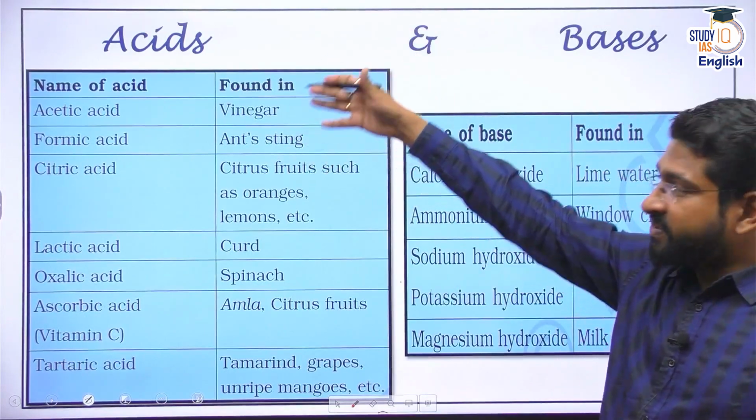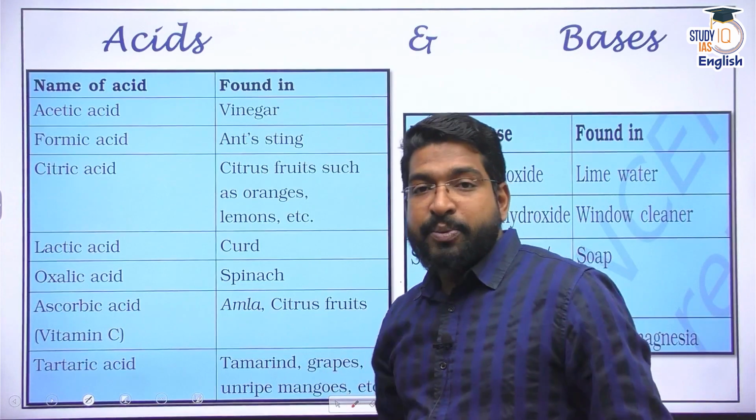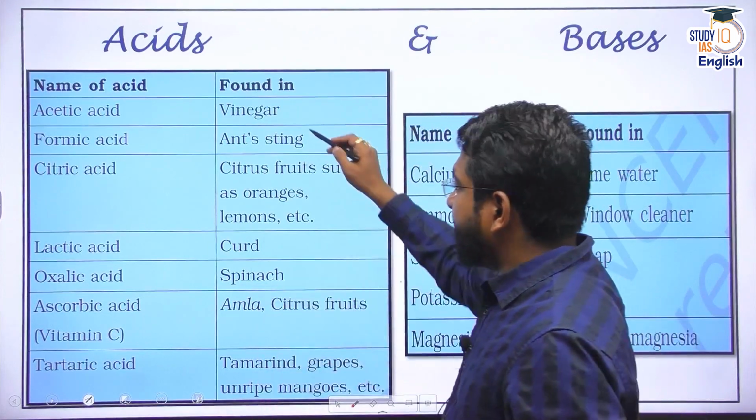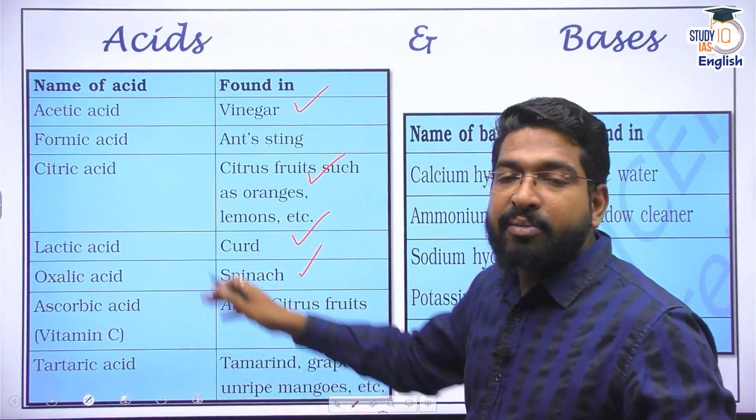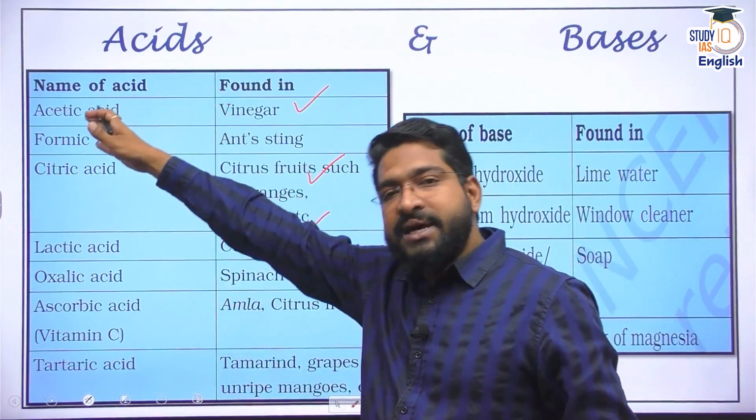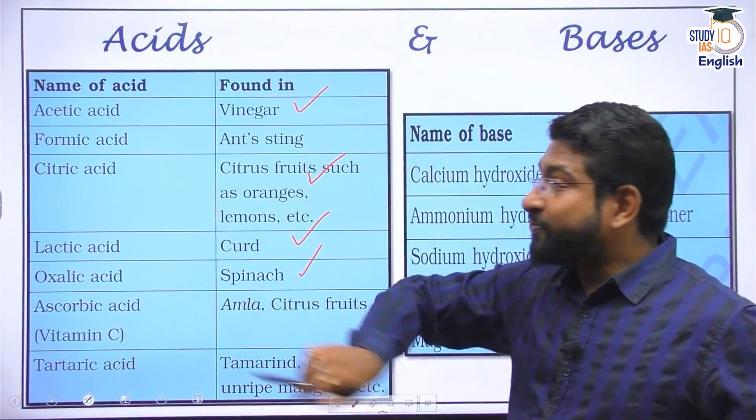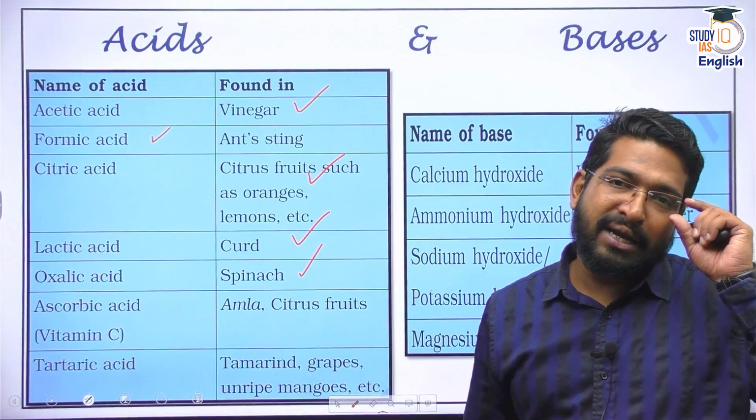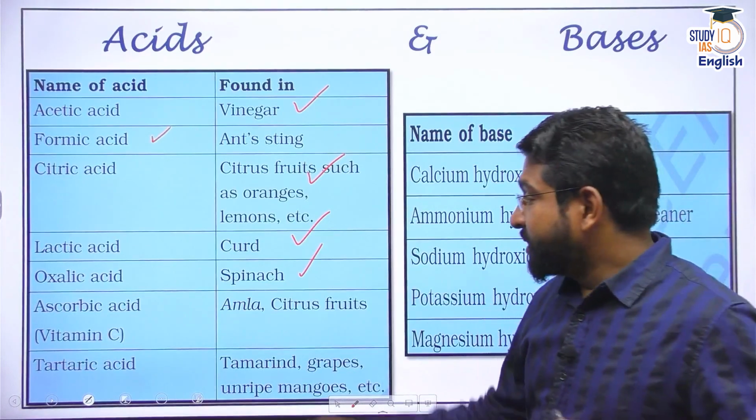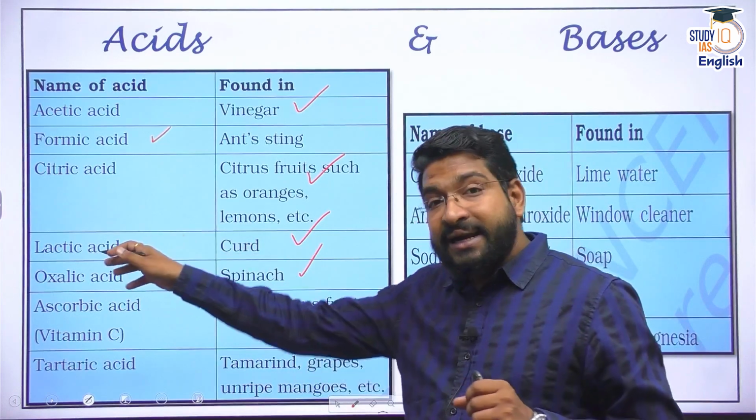In nature also, we find acidic material. For instance, in our day-to-day products which we use in our kitchen also, like vinegar, like the citrus fruits, like curd, spinach, they contain many acids. Vinegar contains acetic acid. And when an ant stings you, it releases formic acid into you. Citrus fruits contain citric acid. Spinach contains oxalic acid in it. Curd has lactic acid in it.